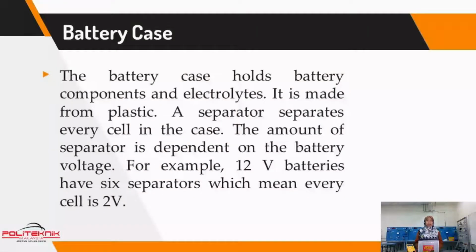The main part is the battery case. The battery case holds battery components and electrolytes. It is made from plastic. The separator separates every cell in the case. The amount of separator is dependent on the battery voltage. For example, 12-volt batteries have 6 separators, which means every cell is 2 volts.